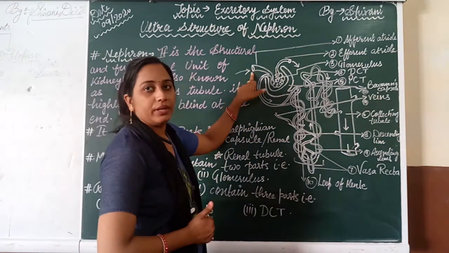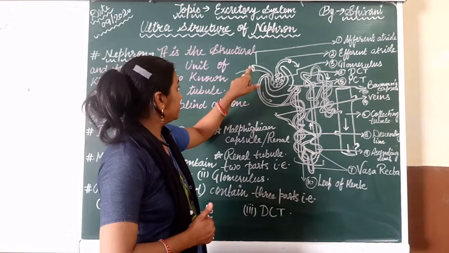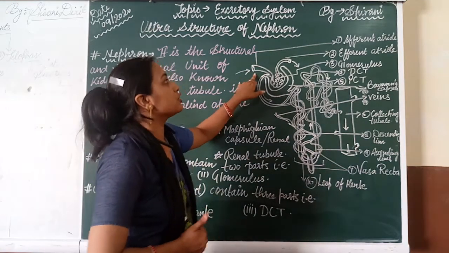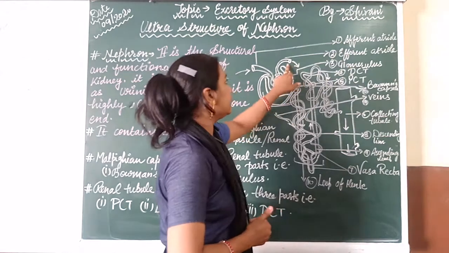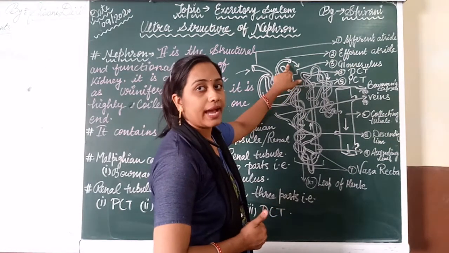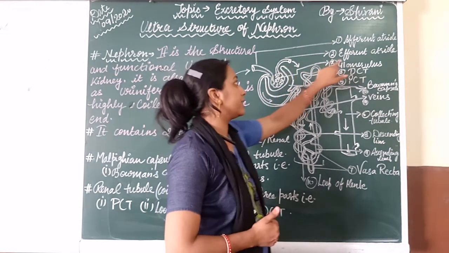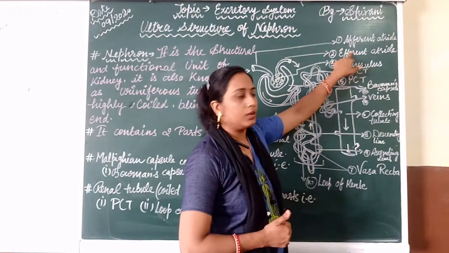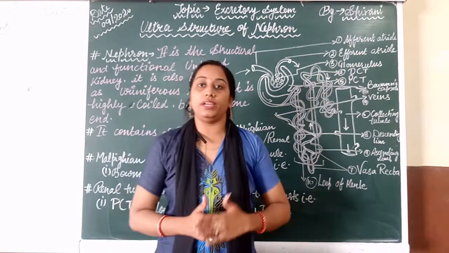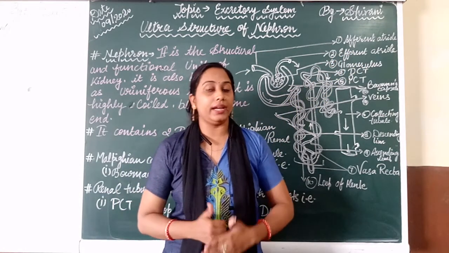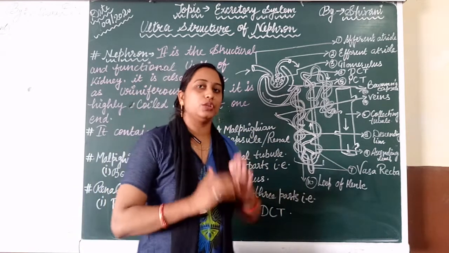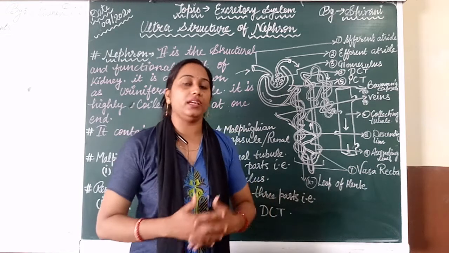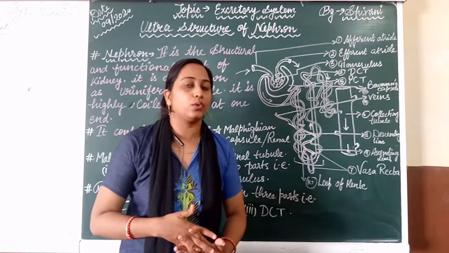The broad opening that is appearing here is known as afferent arteriole, and the narrower opening is known as efferent arteriole. What is the difference between afferent arteriole and efferent arteriole? Afferent has the broader opening and efferent has the narrower opening.